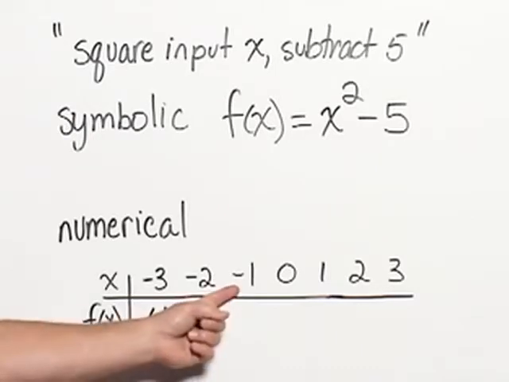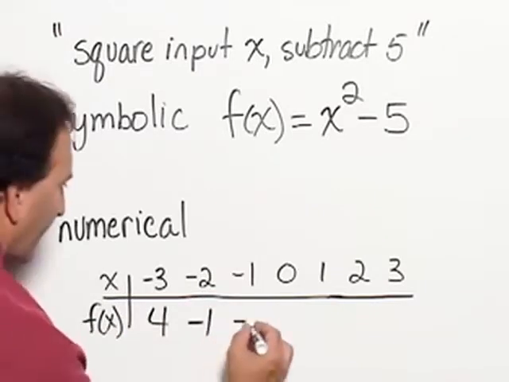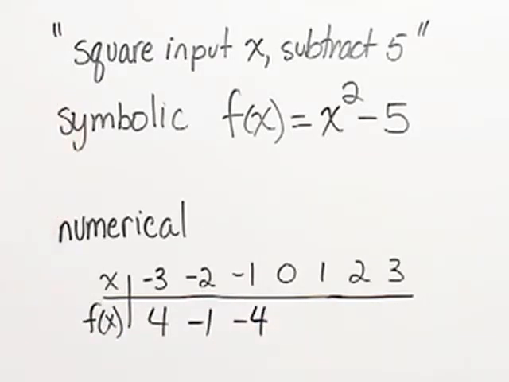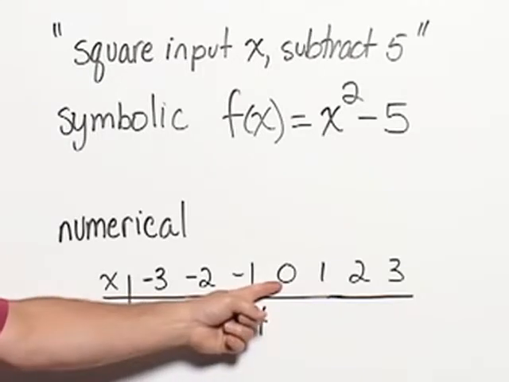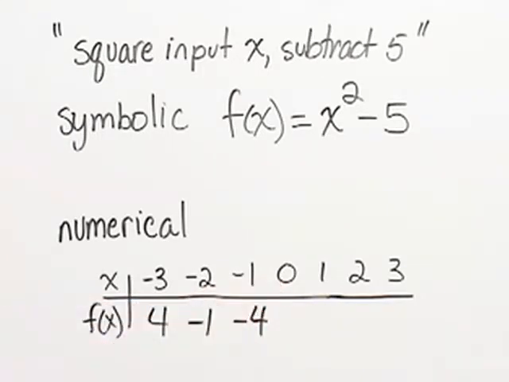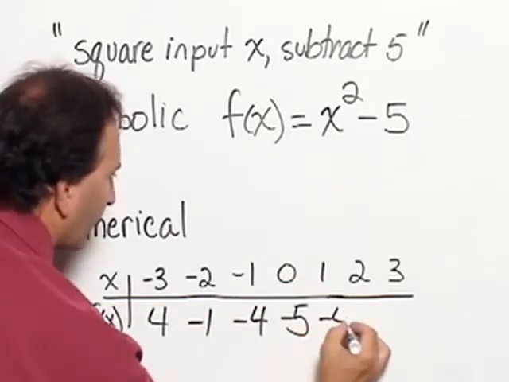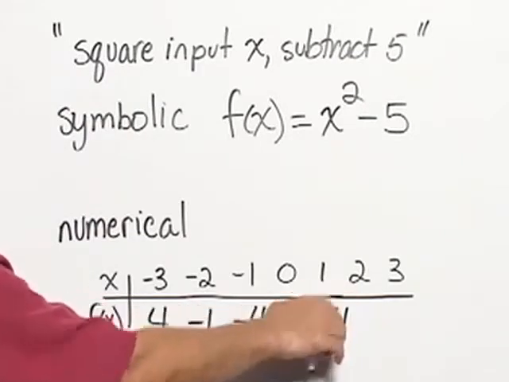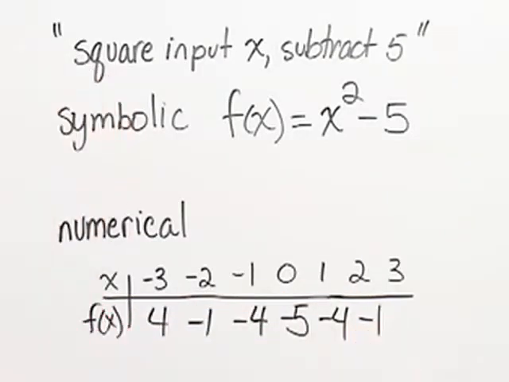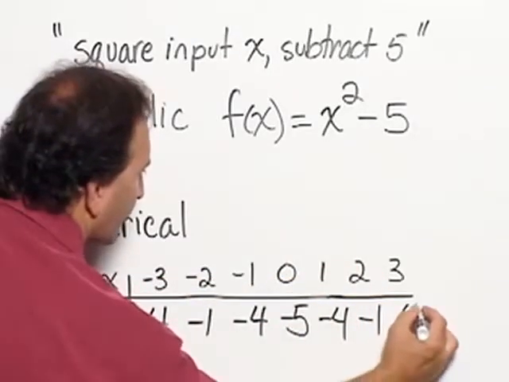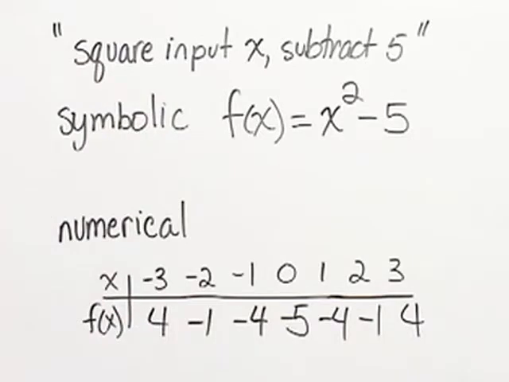For -1, we square it, that's +1, subtract 5, and that's -4. Substituting in 0 for x, we square it, and then subtract 5, so that's -5. Then we begin to repeat, actually. 1 squared is 1, subtract 5 is -4. 2 squared is 4 minus 5 is -1. And then 3 squared is 9, subtract 5 is 4. So here is our numerical representation.